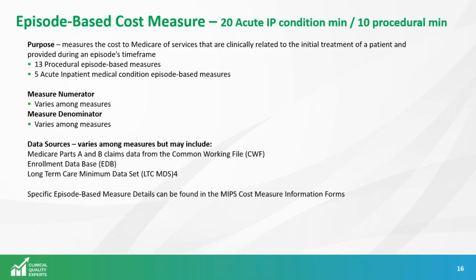Wave 3 of this category, which will come up in the future, is going to have a third category of measures for chronic conditions such as asthma and diabetes, but these have not been released yet. You can refer to the specific measure details in the cost measure information forms. Again, links will be provided. Next slide.